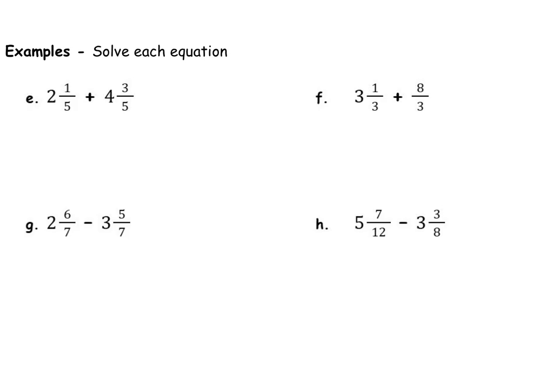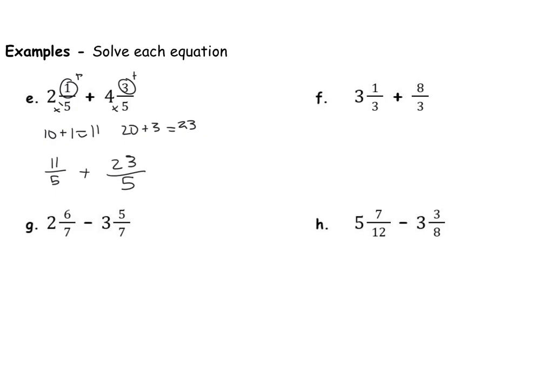Example E has 2 and 1/5 plus 4 and 3/5. Okay. First step I got to do is convert. So I know I'm going to multiply these two numbers together. 2 times 5 is 10. And then I'm going to add my numerator up here, which is 1, and I get 11. So 2 and 1/5 is going to change to 11/5. 4 and 3/5, right? Multiply 5 times 4 is 20. Add my numerator, it's 3, I get 23. 23, keep the same denominator, 5.